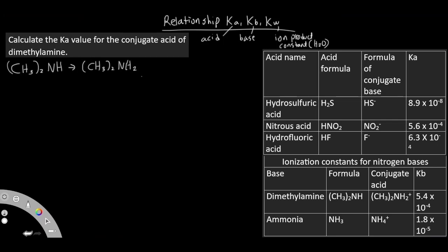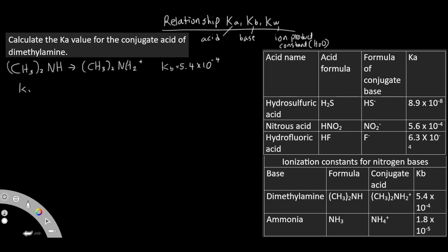Okay, and it's a little bit more positive now because of that addition of a proton, so now it has a plus sign up there. Okay, and as you can see, that checks out over here. We know that its Kb value is 5.4 times 10 to the negative 4. So what we'd be doing over here?